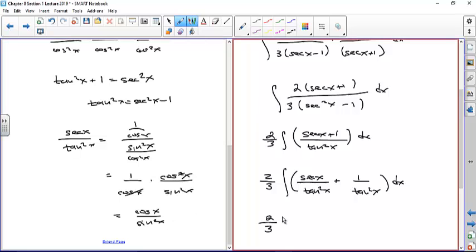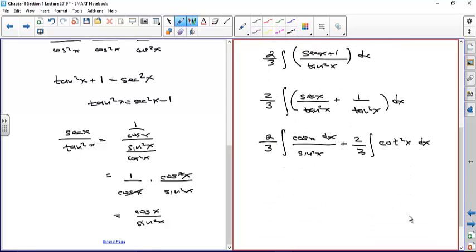So we've got two integrals. I'm going to break it into two separate integrals. We've got the integral of cosine of x dx over sine squared x, plus 2/3 times, if we take the reciprocal of the tangent, we'll get the cotangent squared of x dx. Now, the way you solve this problem is you let u equal the sine of x.